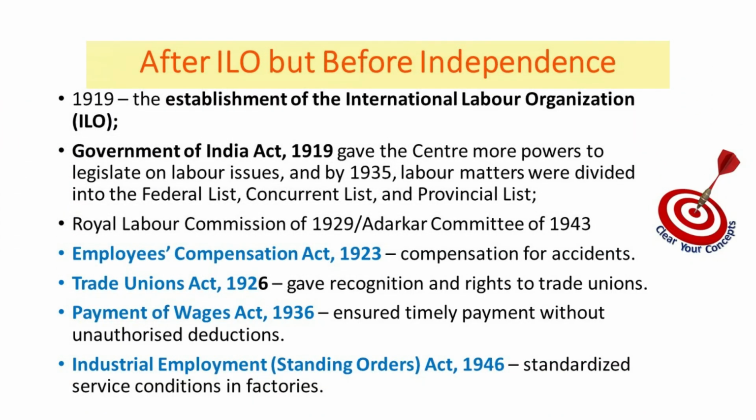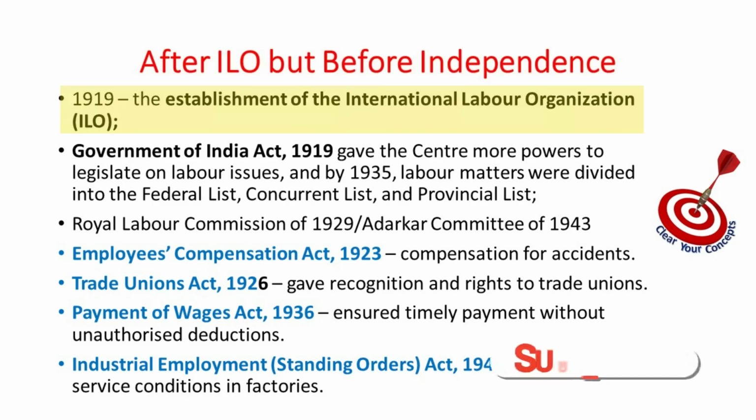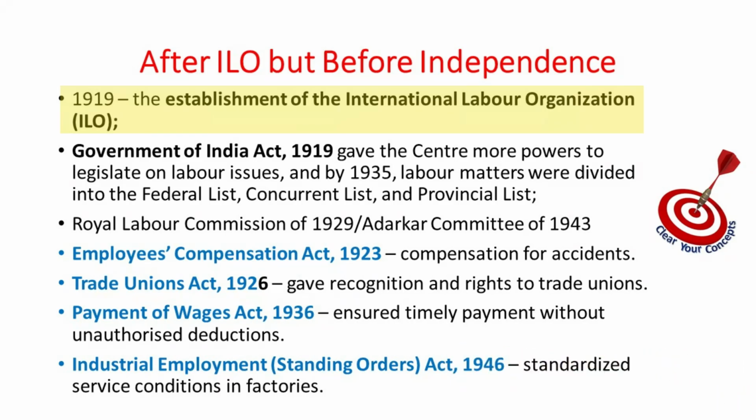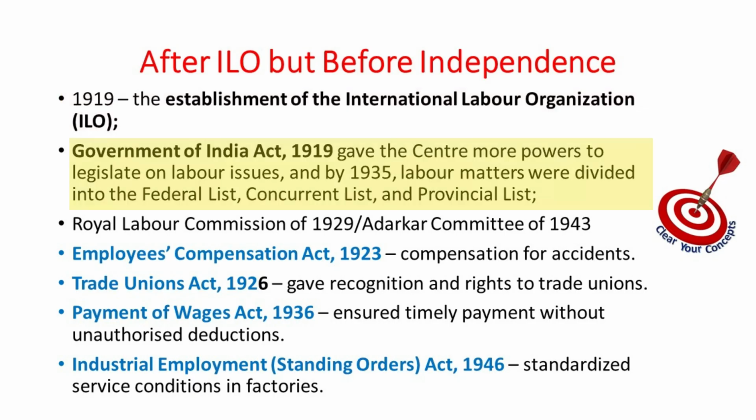Now students, let's fast forward to the early 20th century. Something very important happened in 1919, the establishment of the International Labour Organization, ILO. India was one of its founding members. This brought global pressure to improve labor conditions. The Government of India Act, 1919 gave the centre more powers to legislate on labor issues, and by 1935, labor matters were divided into the federal list, concurrent list, and provincial list.